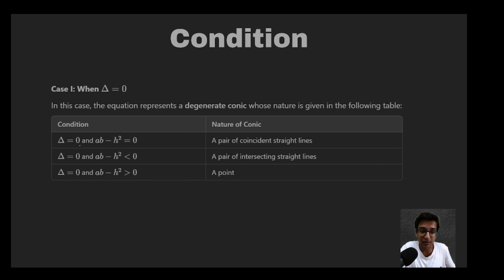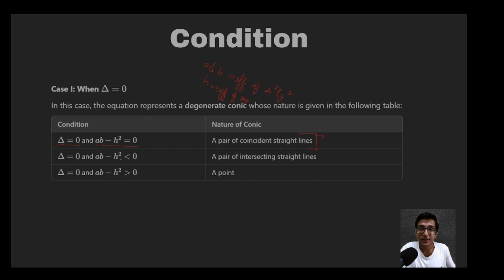Along with delta equal to 0, AB minus H square is also equal to 0, where I hope you remember A and B are coefficients of x square and y square, and H is the coefficient of xy. So if AB minus H square is equal to 0, then we can say that it is a pair of coincident straight lines. And we very well know what coincident straight lines are. We had studied this in the straight lines lecture series.